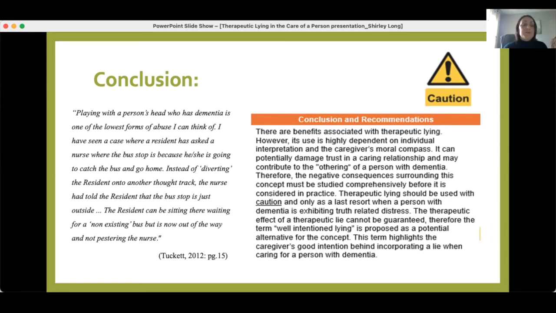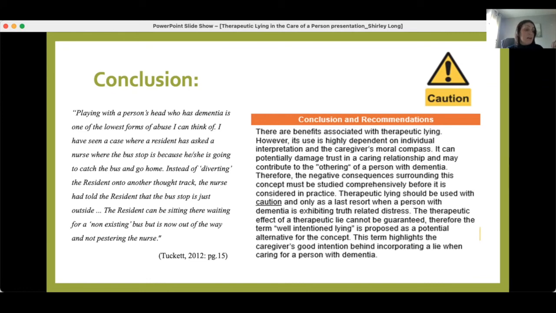It starts with, playing with a person's head who has dementia is one of the lowest forms of abuse I can think of. I have seen a case where a resident asked a nurse where the bus stop is because she's going to catch the bus and go home. Instead of diverting the resident onto another thought track, the nurse told the resident the bus stop was just outside. The resident can be sitting there waiting for a non-existing bus, but is now out of the way and not pestering the nurse. So there are benefits associated with therapeutic lying.